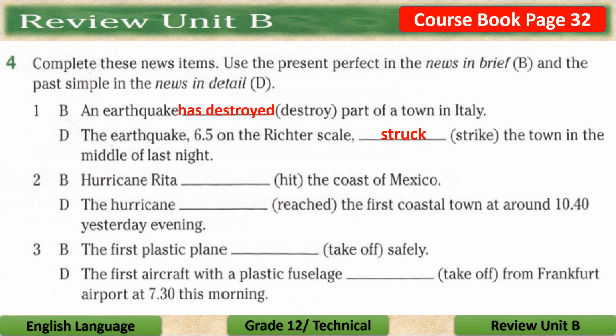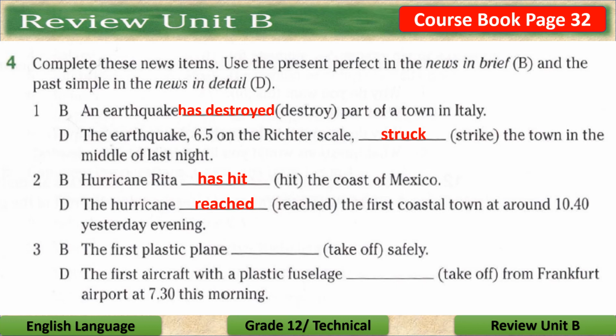Number 2, B: Hurricane Rita hit the coast of Mexico. Again, the time is not mentioned. We use has because the subject is singular, and hit, which is the past participle form of the verb hit. In D, we have to use reached because the sentence is in the past simple form, yesterday evening.